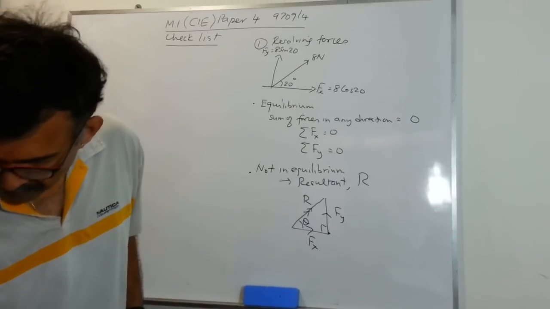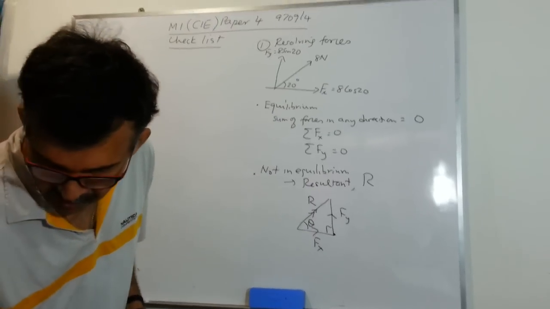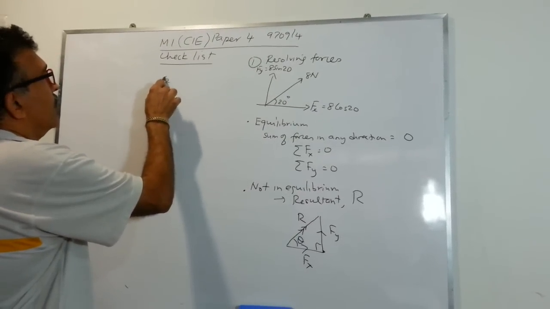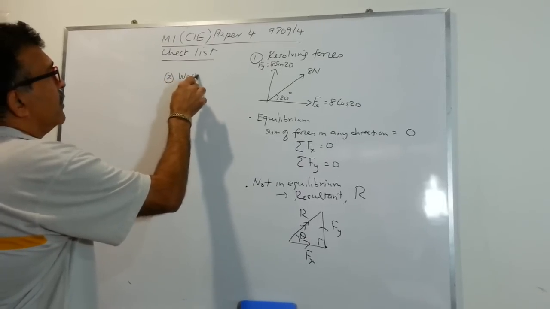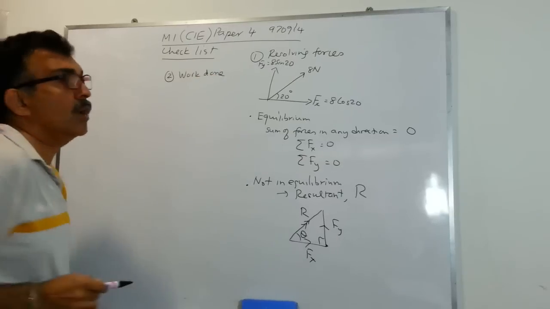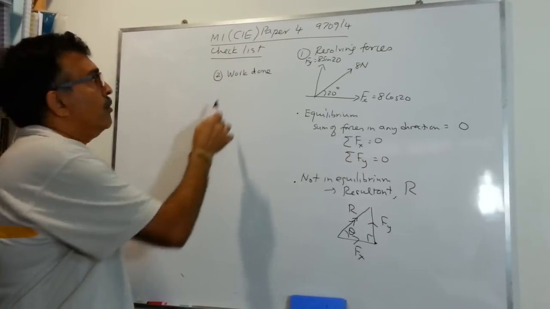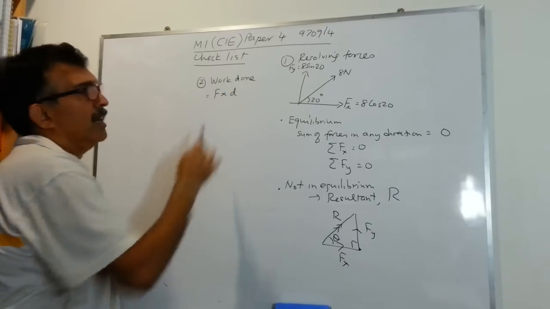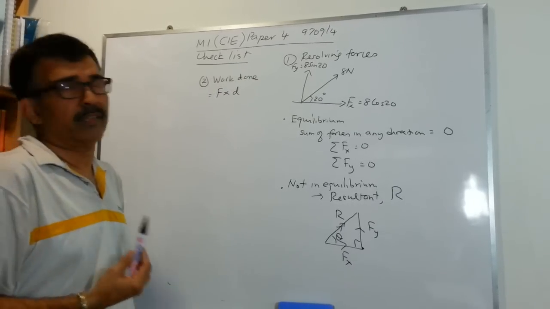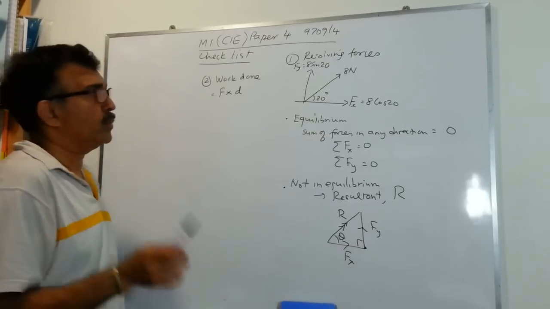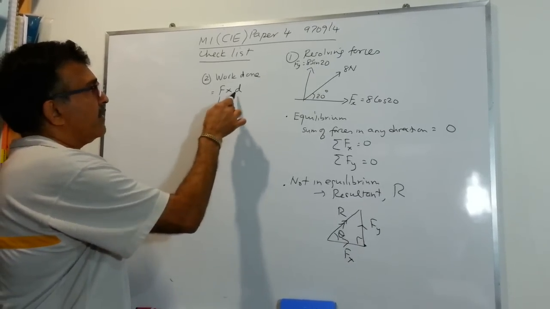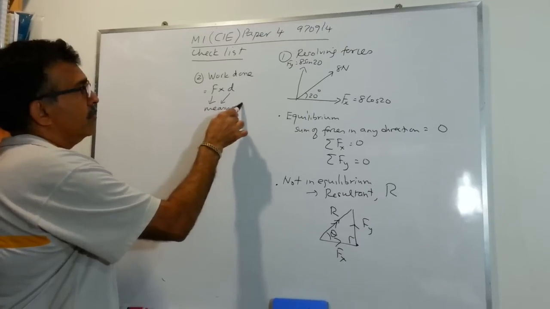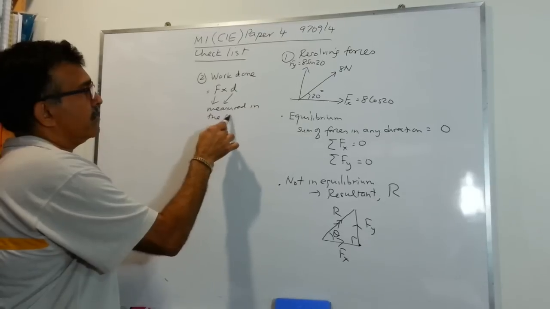The next point I want to make: we want to talk about work done. Please be careful about these things. Work done is given by a formula in our textbook, F times D. Some textbooks use F times S, that doesn't matter. But you have to know that this F and this D are measured in the same direction.